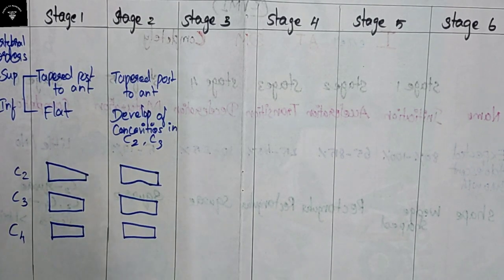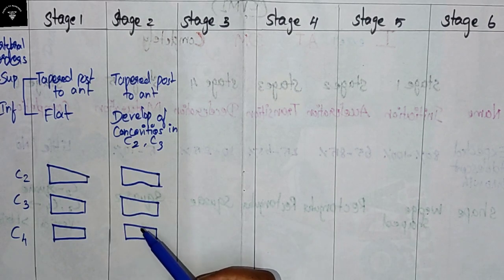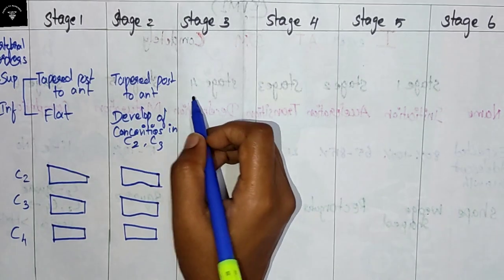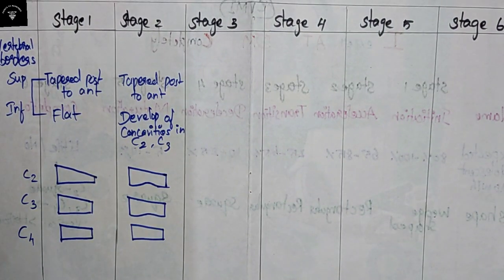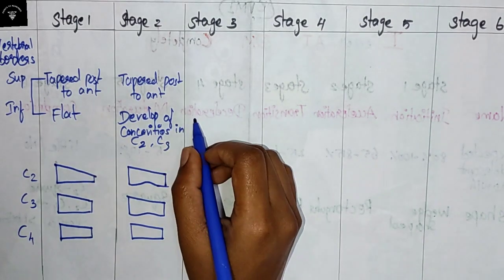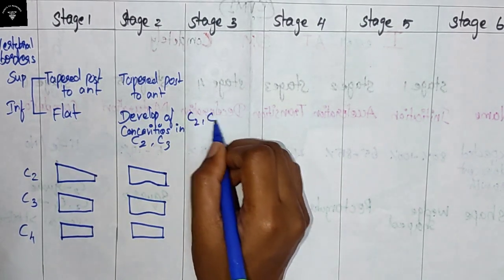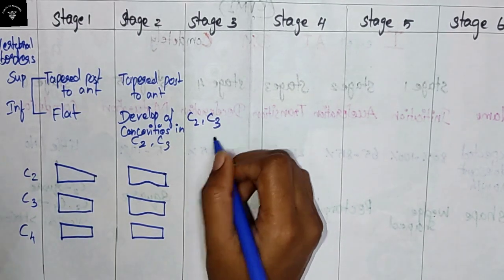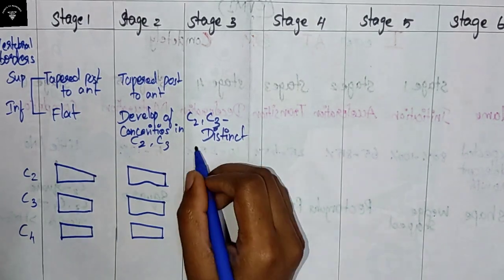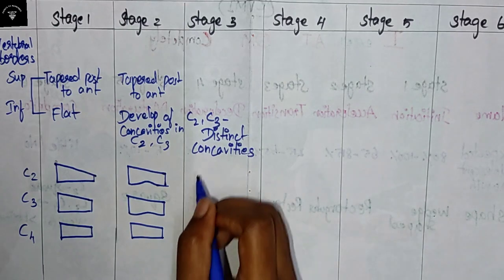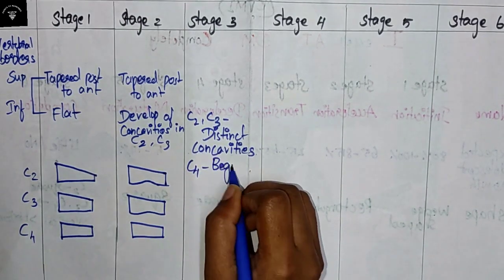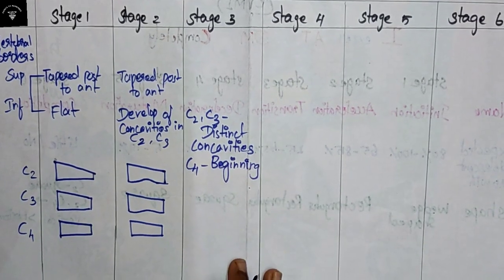Alright, you should draw these things so that it will be easy for you to remember, and you can fetch more marks. Now let's move on to stage 3. From stage 3 there will be no superior borders, that is we don't need to bother about the superior borders. We should study only the inferior borders. In stage 3, it is different in C2 and C3 and different for C4. In C2 and C3 vertebrae there will be distinct concavities, and in C4 there will be the beginning of concavities.